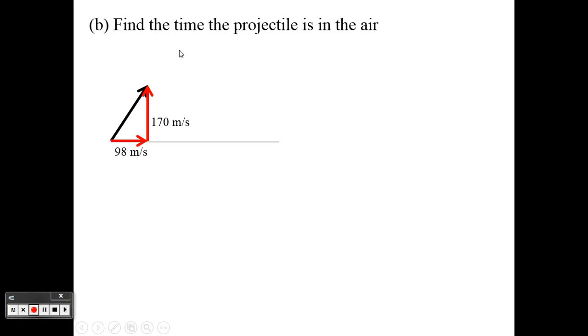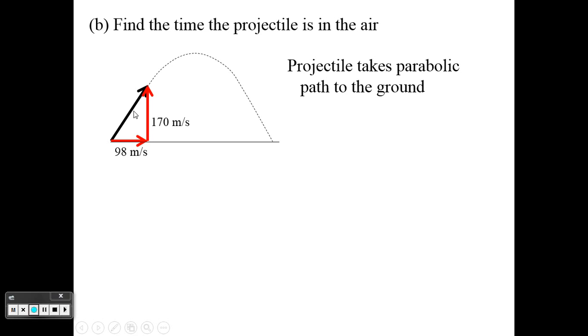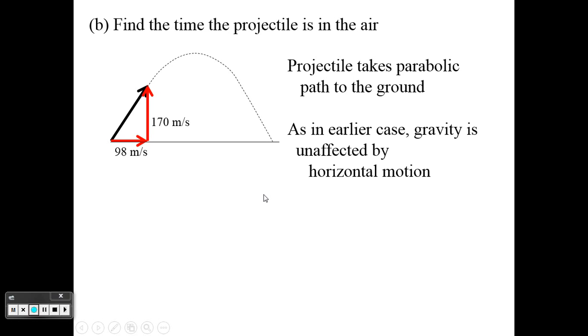Find the time the projectile is in the air. Now, the projectile is going to take this parabolic trajectory to the ground. And as in earlier cases, gravity is unaffected by any horizontal motion it has. So really, the time of flight only depends on how fast it is going up. How fast it's going horizontally plays no role, because gravity acts only vertically. So the time of flight depends only on its initial vertical velocity.